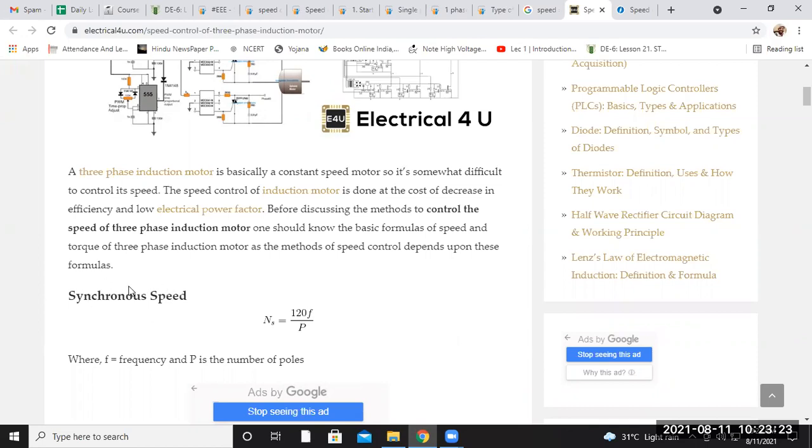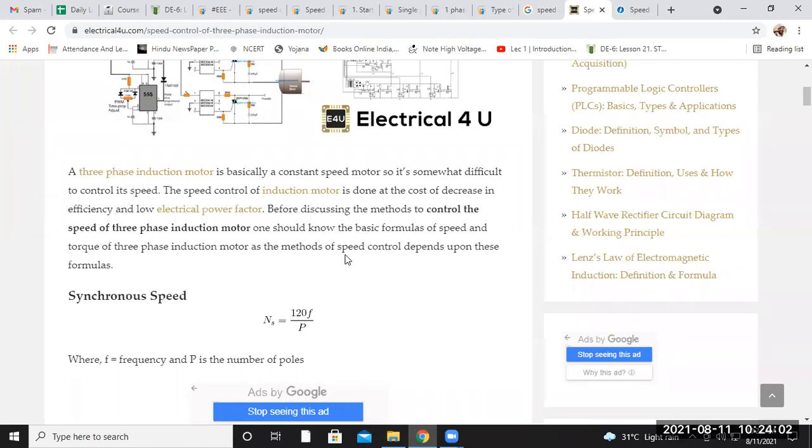But because of the rotor speed nr, there will be some relative speed between the rotating magnetic field moving at synchronous speed and the rotor. That means flux cutting action will be there, and if flux cutting action is there, then emf will be induced in the rotor part of the machine, and if emf is induced, then current will also flow in the machine. So that's why the induction machine must not run at its synchronous speed. Otherwise, no operation will be done through an induction machine.